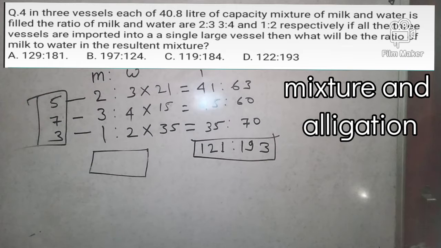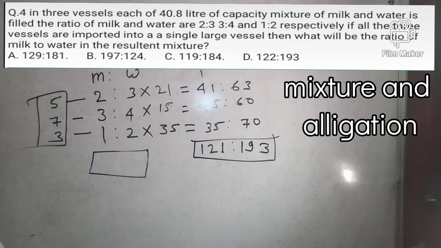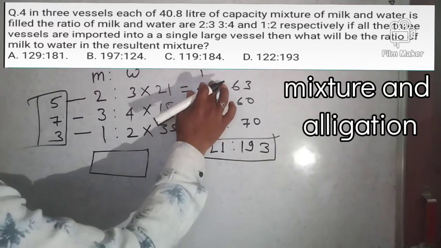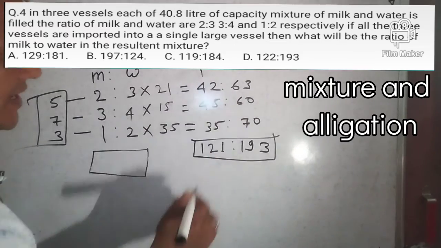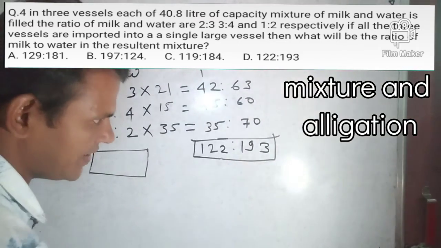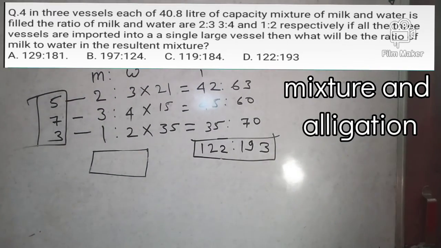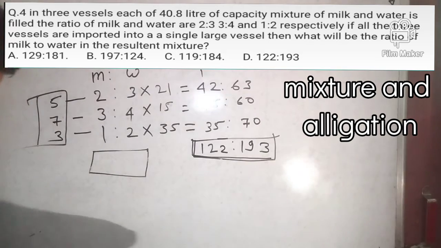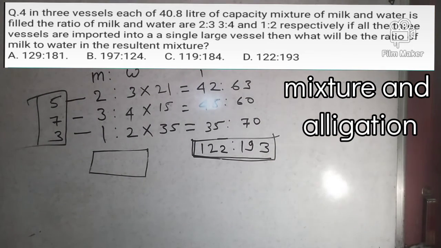121 is to 193. Let's move to another question. Sorry friends, 21 to the 42, right? So here will be 122, right? So this is the answer of this question, means option D is the correct answer.